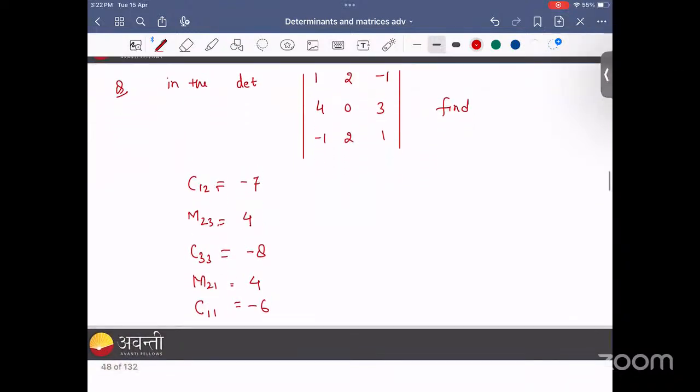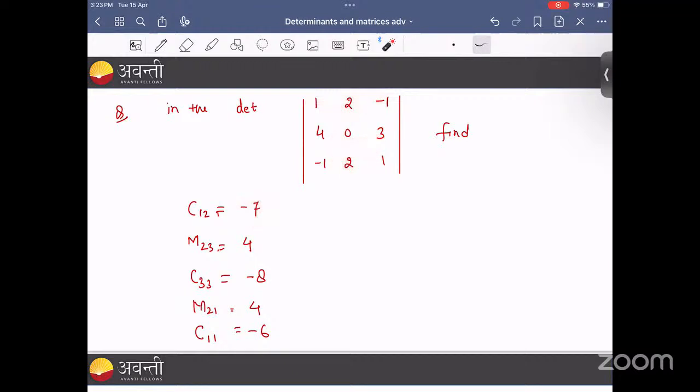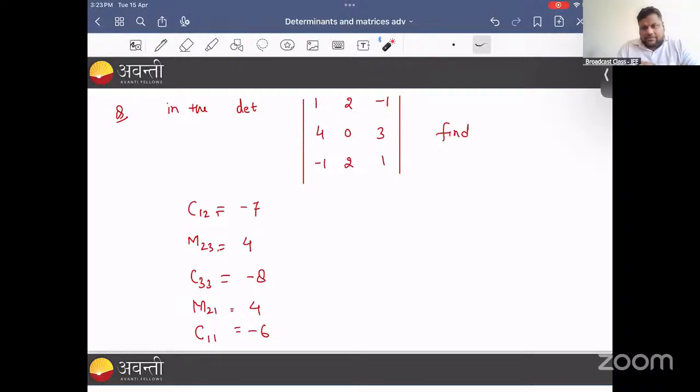Sir, I think C12 is wrong. C12 is, this is gone, 4 plus 3, 7. And an extra minus we will apply, yes, minus 7 is correct. Abhishek, are you saying something? So the question was minus 2, 1, 1 in the last row. Whatever you have written, you just calculate accordingly.